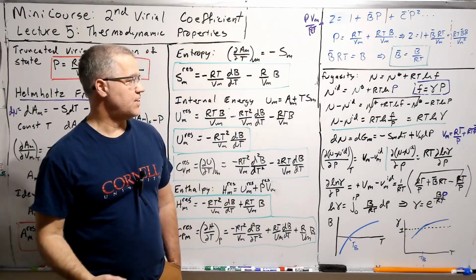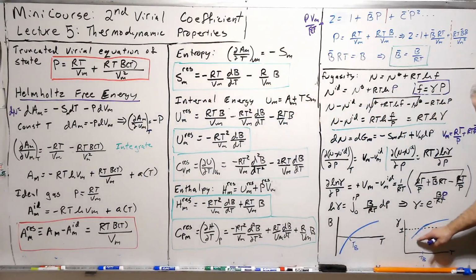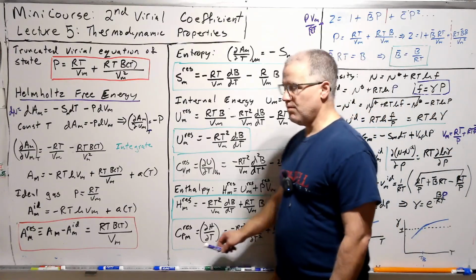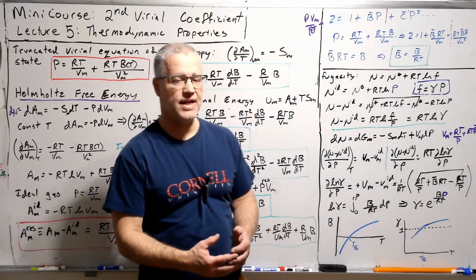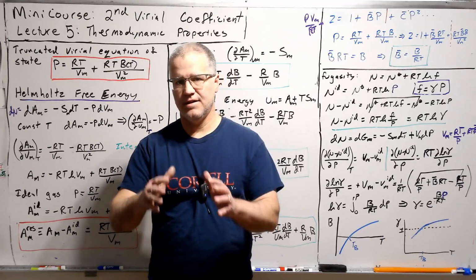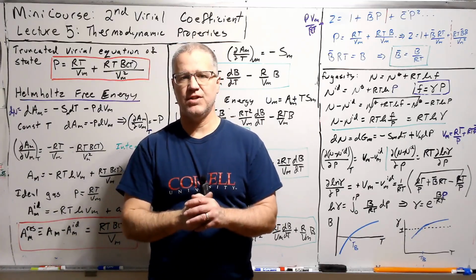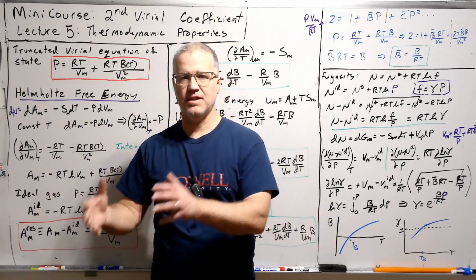Now, when attraction dominates, then gamma is going to be less than 1. And so for temperatures below the Boyle temperature, we're less than 1. And for temperatures above the Boyle temperature, we're more than 1. All right, so that's the connection here to the macroscopic thermodynamic properties. And the second virial coefficient plays a key role in making that connection between the macroscopic and the microscopic.